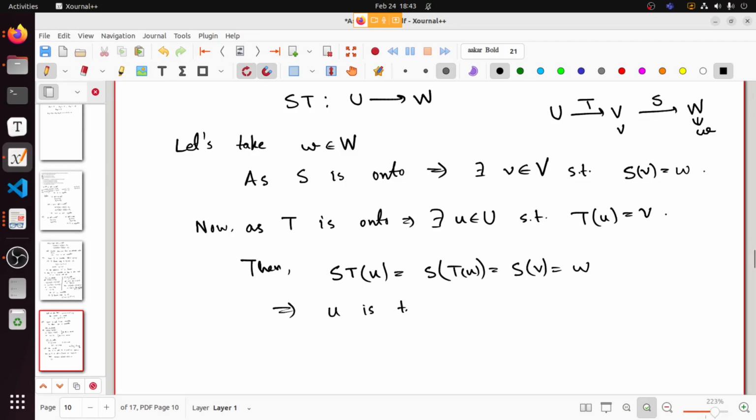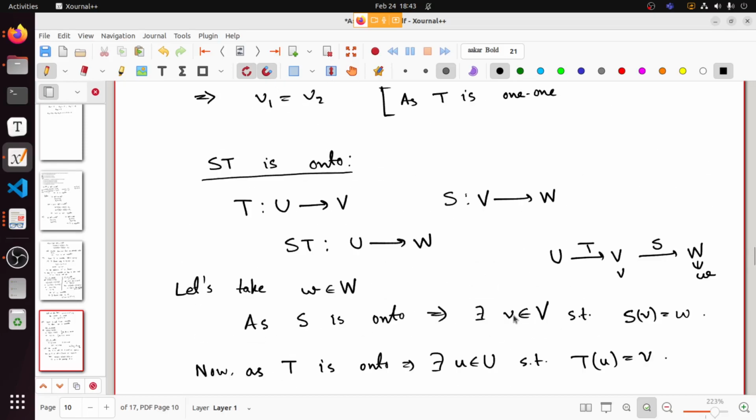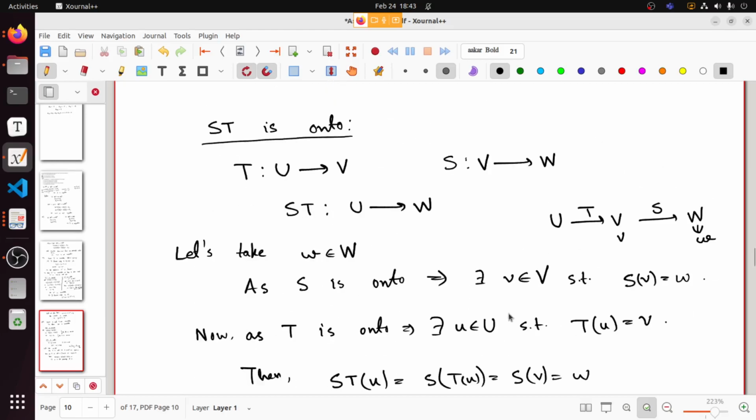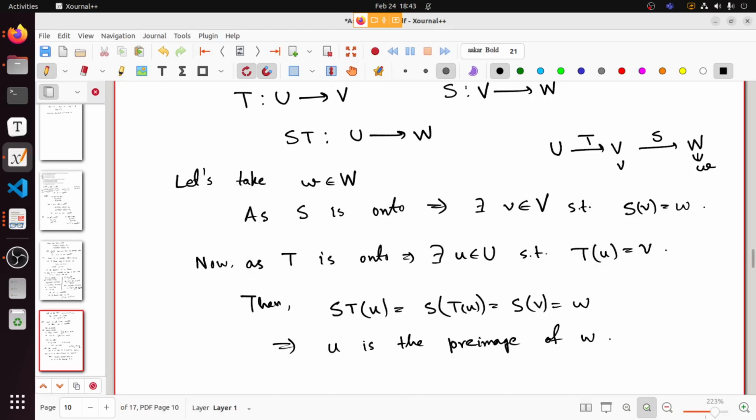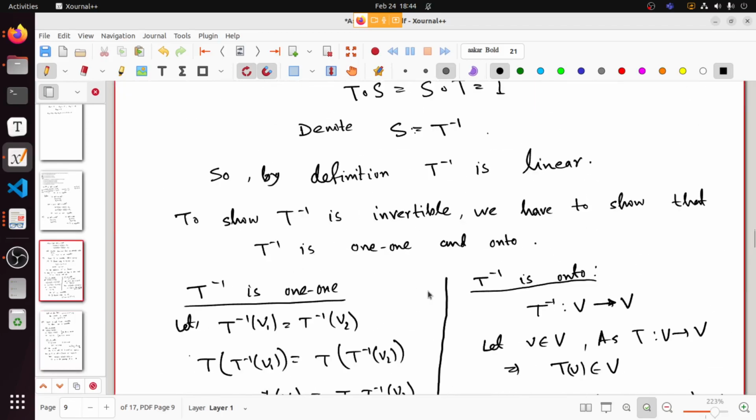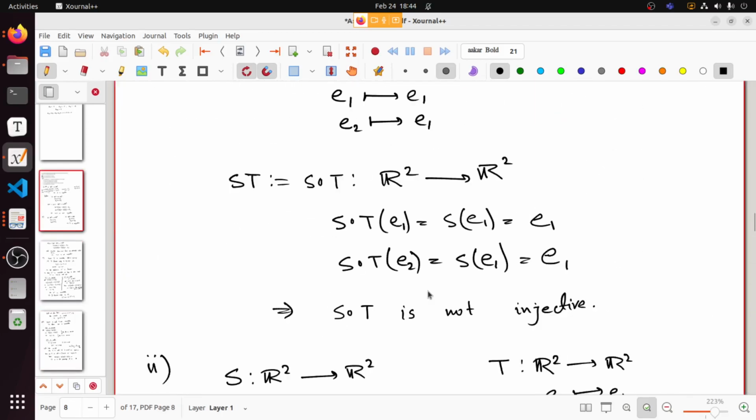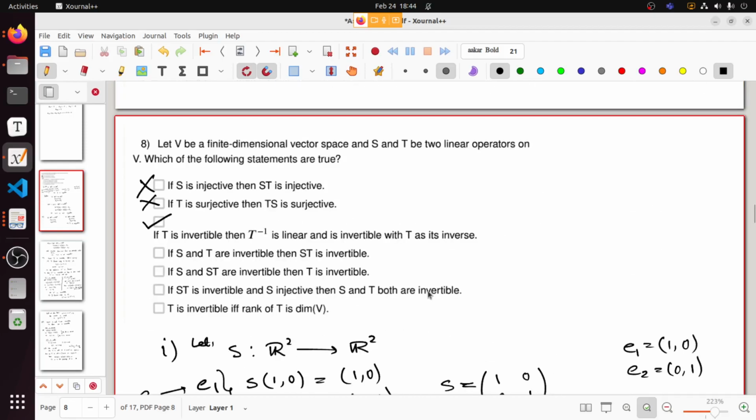So ST is onto, right? So we are done. ST is invertible, because we have shown ST is one-one and onto. So ST is invertible if both S and T are invertible.